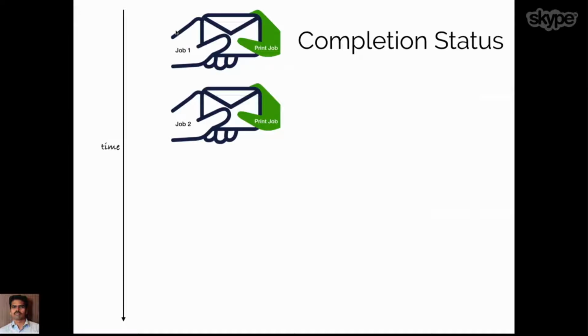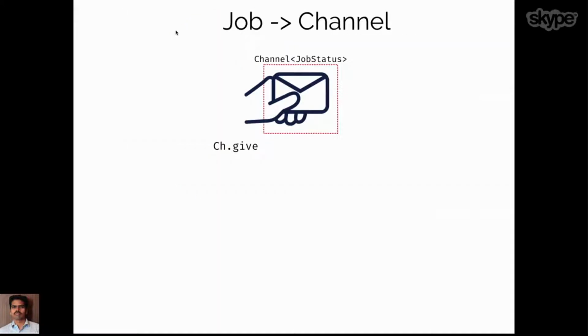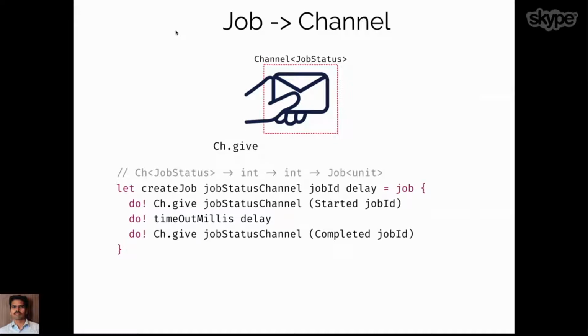So job 1, job 2, job 3 give their status to the print job, and the print job just prints it. So that's how it works in the virtual world. Let's come back to reality, where we are actually going to implement this in code. I'm going to write a function that takes a status channel, an ID which is the ID of the job, and a delay which simulates how long the job is going to take.